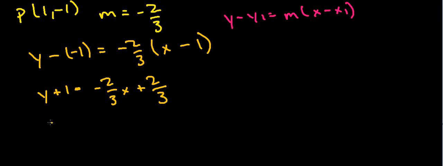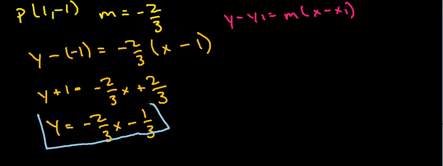Subtract 1 from each side. y is equal to negative 2/3 x minus 1/3. And this is the equation of that line that passes through the point 1, minus 1 with a slope of negative 2/3.